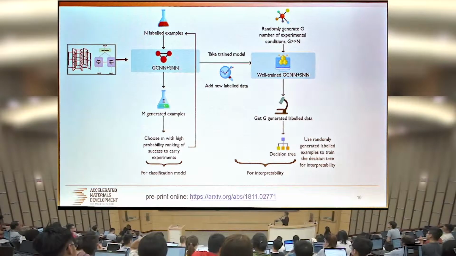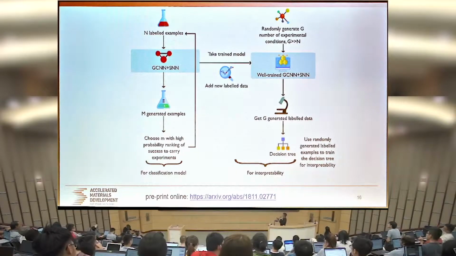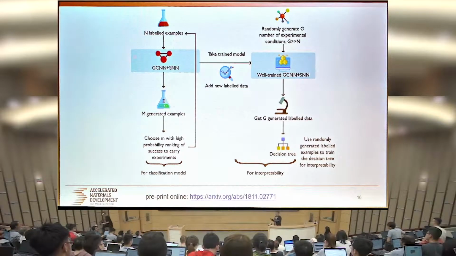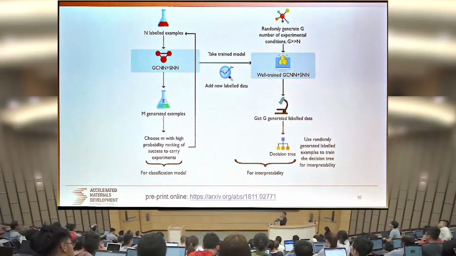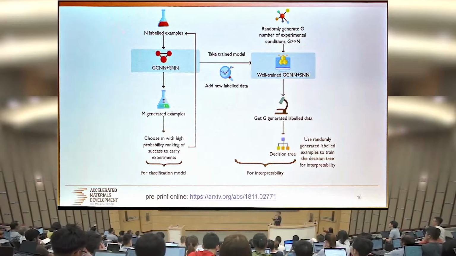And for this one, we first have a very limited number of examples, 54 in our case. And then we input that into the GCNN plus SNN model. The GCNN is to give the information, and the SNN is to do the classification task.